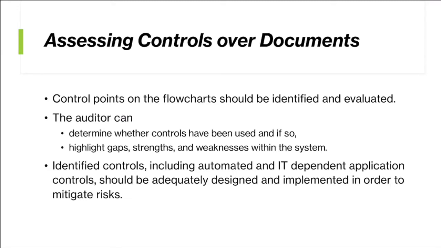And then, as auditors, we should also take a look at the controls over these documents. So, to assess that, control points on the flowchart should be identified and evaluated. As auditors, we can determine whether controls have been used, and if so, highlight gaps, strengths, and weaknesses within the system. Identified controls, including automated and IT-dependent application controls, should be adequately designed and implemented in order to mitigate risks.